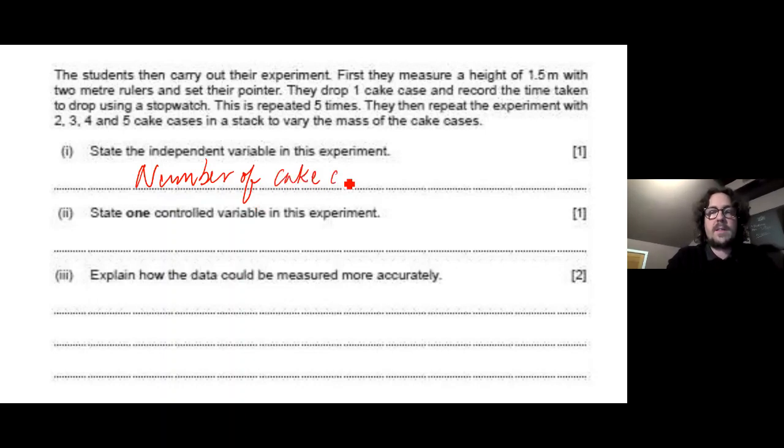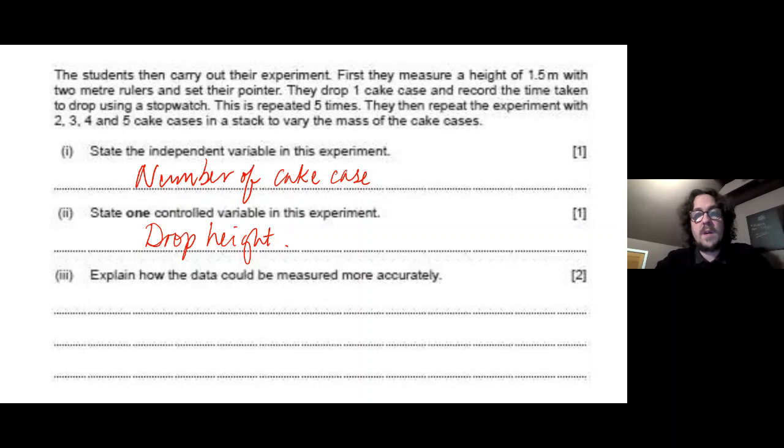Number of cake cases. And then state one control variable in this experiment. Well, we did this previously, didn't we? So it would be maybe the drop height would be one. But we mentioned others as well. Explain how the data could be measured more accurately.